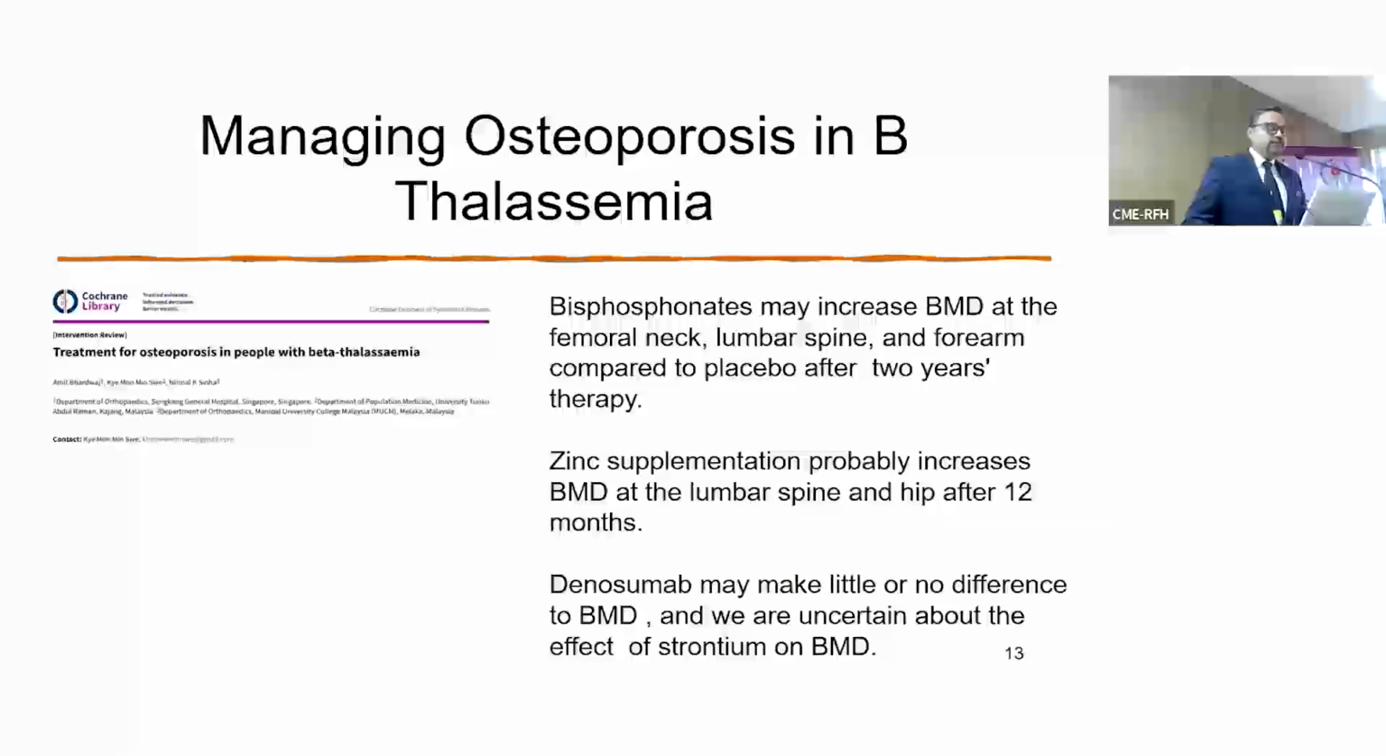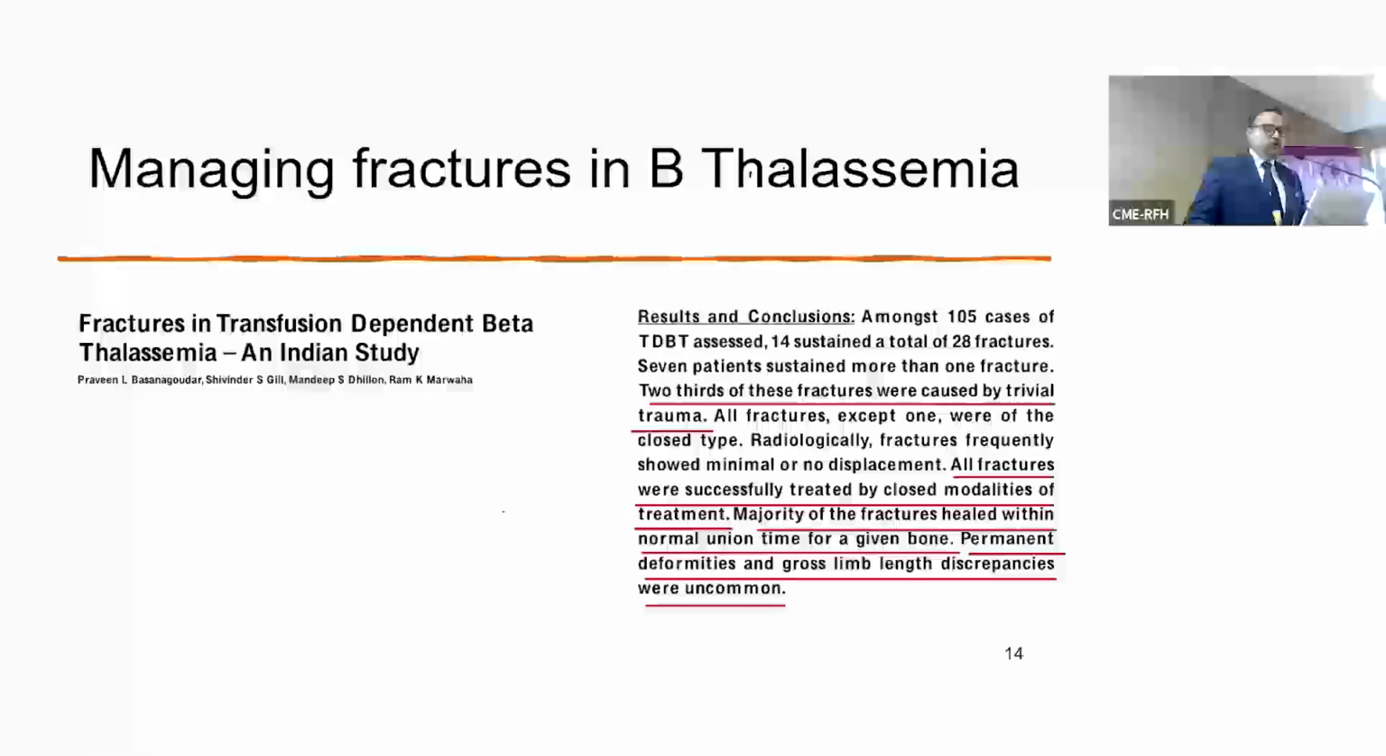Zinc is an important supplement because it is known to increase the BMD. That is what they found from this Cochrane review. And denosumab really doesn't have much of a difference. Neither does strontium. So probably their role needs to be investigated more in the future.